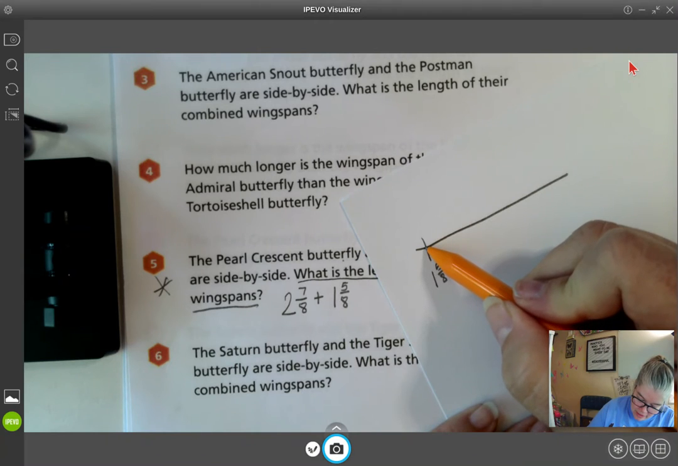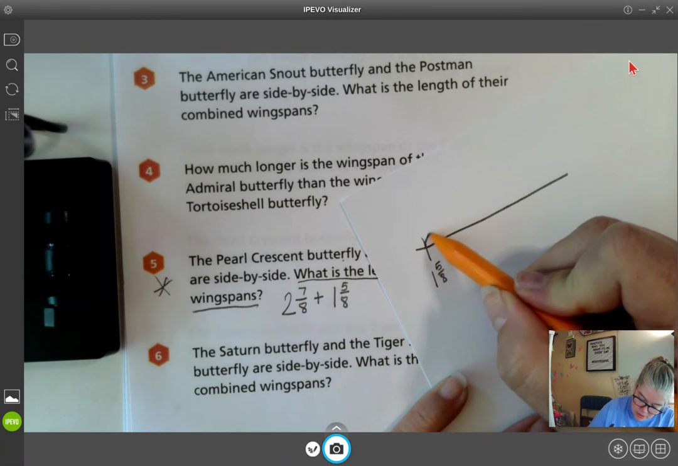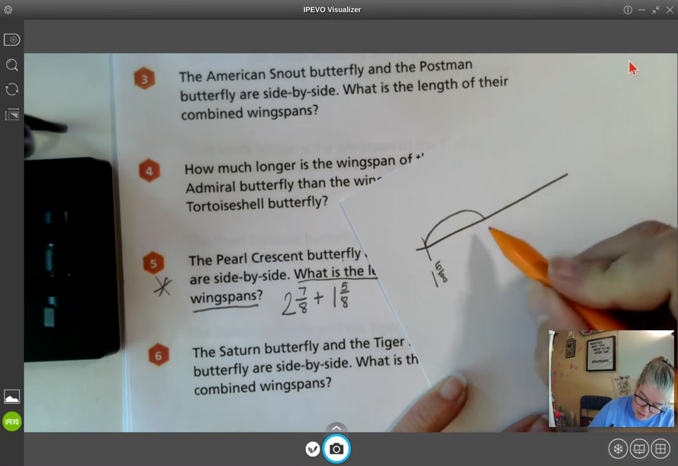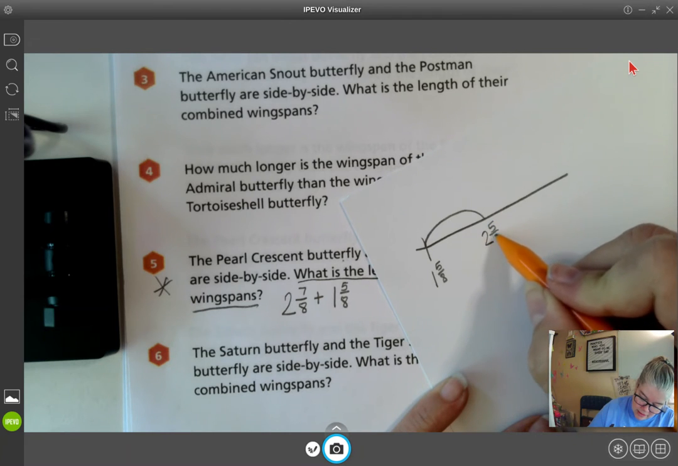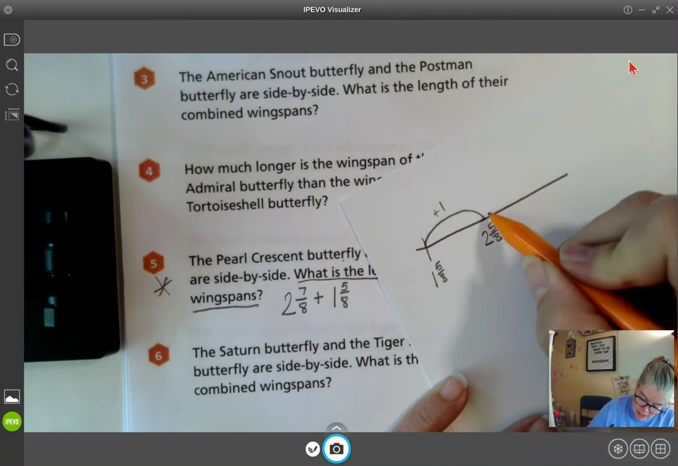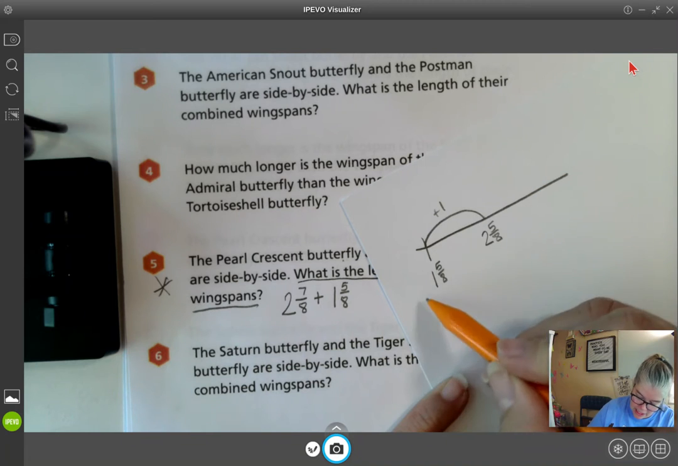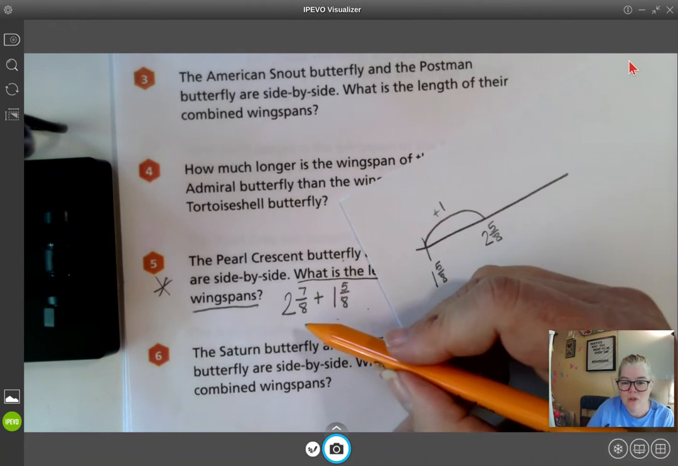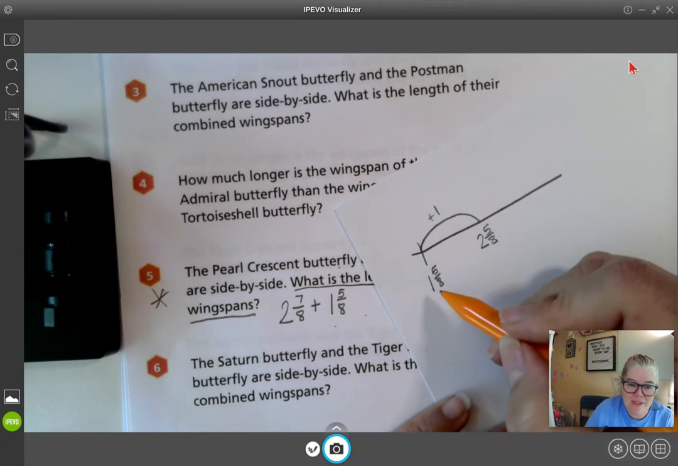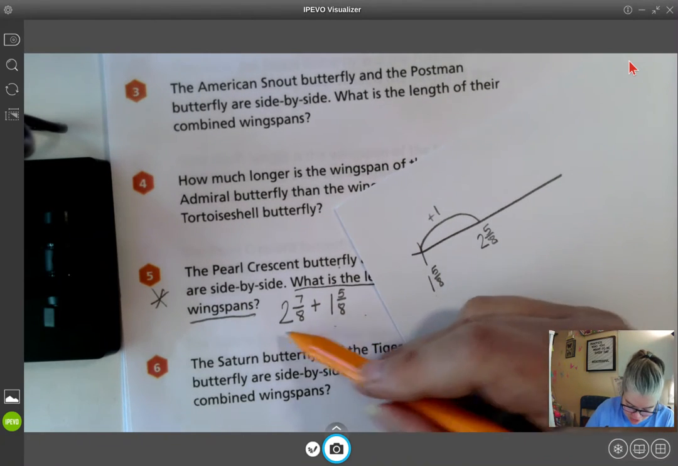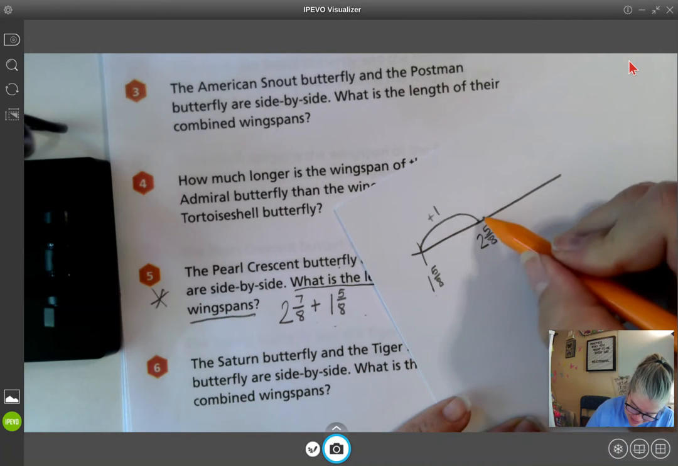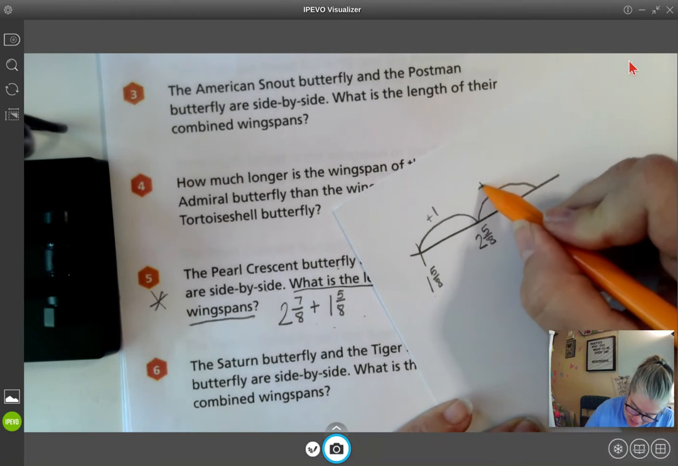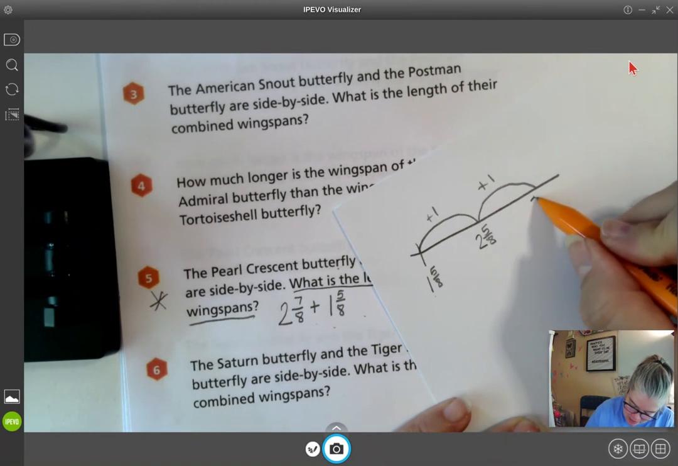So if I'm at 1 5/8, I can jump 1, which would put me at 2 5/8. I got myself confused. I'm at 1 5/8 and I'm adding 2 7/8. So I can add 1 and then I can add another 1. So there's my 2. That puts me at 3 5/8.